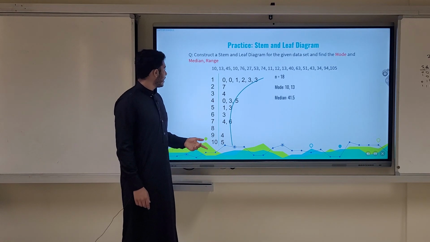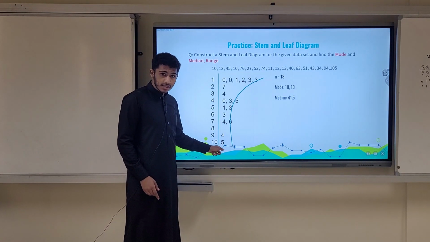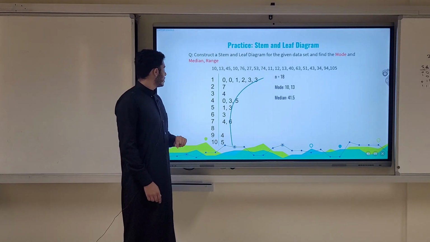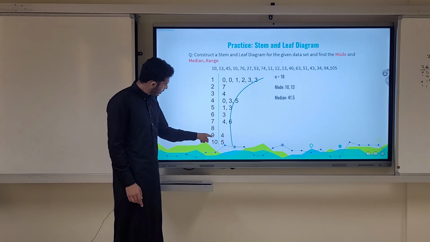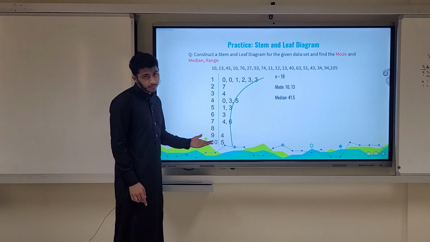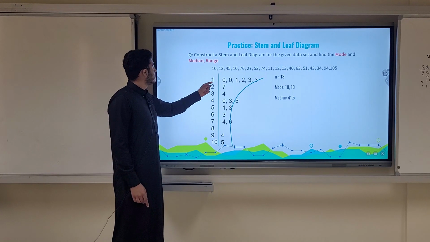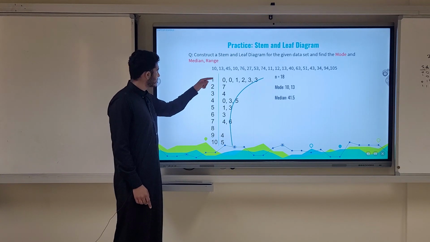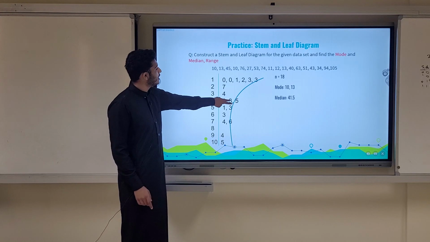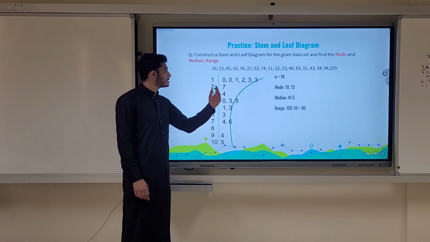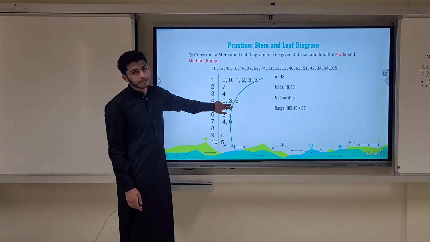Now at last, the range, you take the highest value and you subtract the lower value from it. So we know that the higher value is going to be here below where we intended, and the lowest value is going to be here, which is the 10. So subtract the 10 from the 105, you're going to get 95, and that's how we solve this question on the stem and leaf diagram.